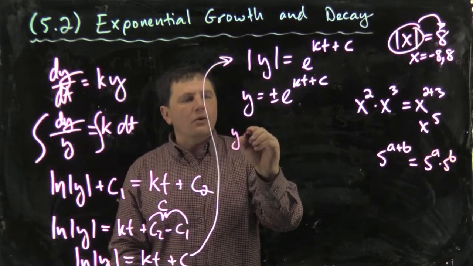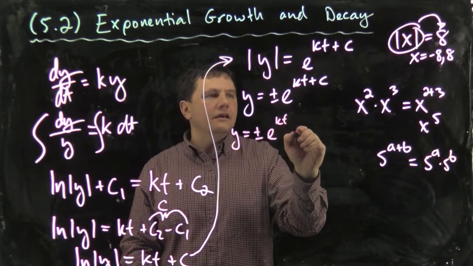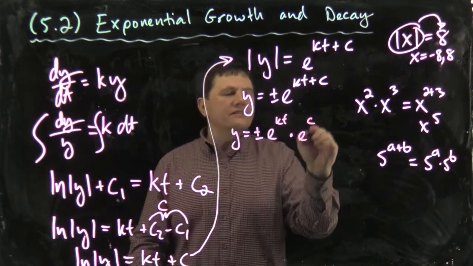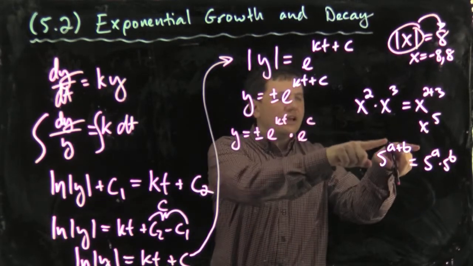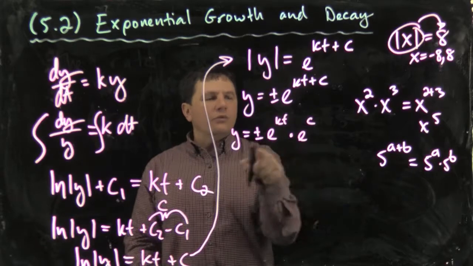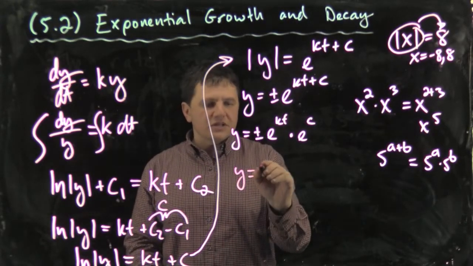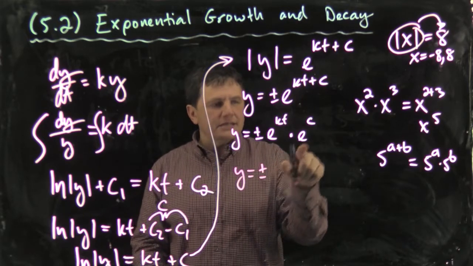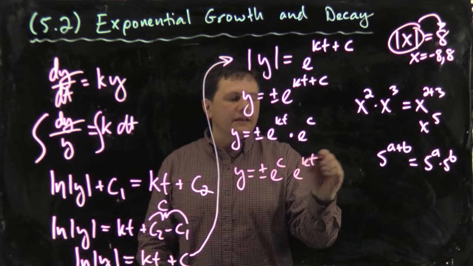and this is exactly what we're going to do here. So I'm going to get y is equal to plus or minus e to the kt times e to the c. This means the same thing because since they have like bases, I would add those exponents. Now I can rearrange this because multiplication is commutative and associative and generally plays nice. So I'm going to call this e to the c and then e to the kt here.